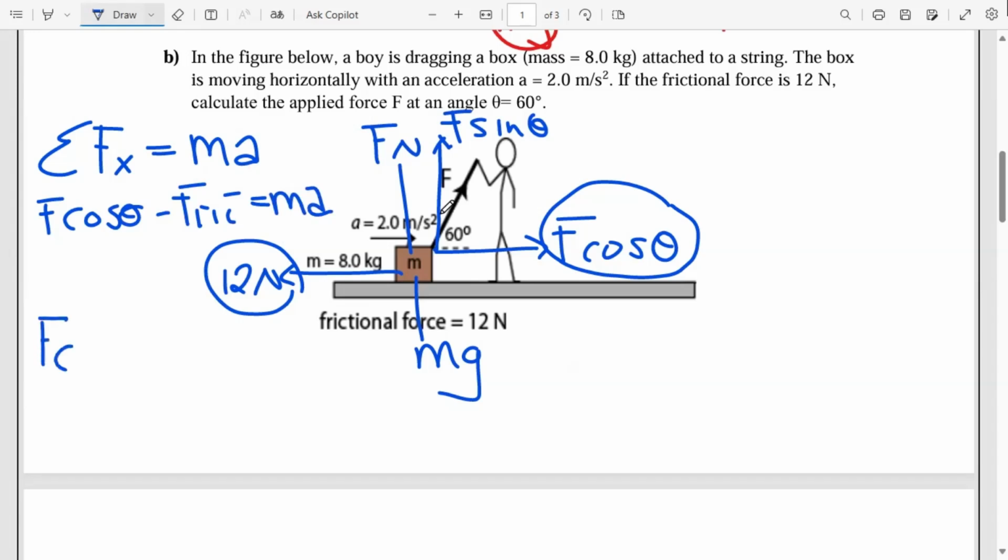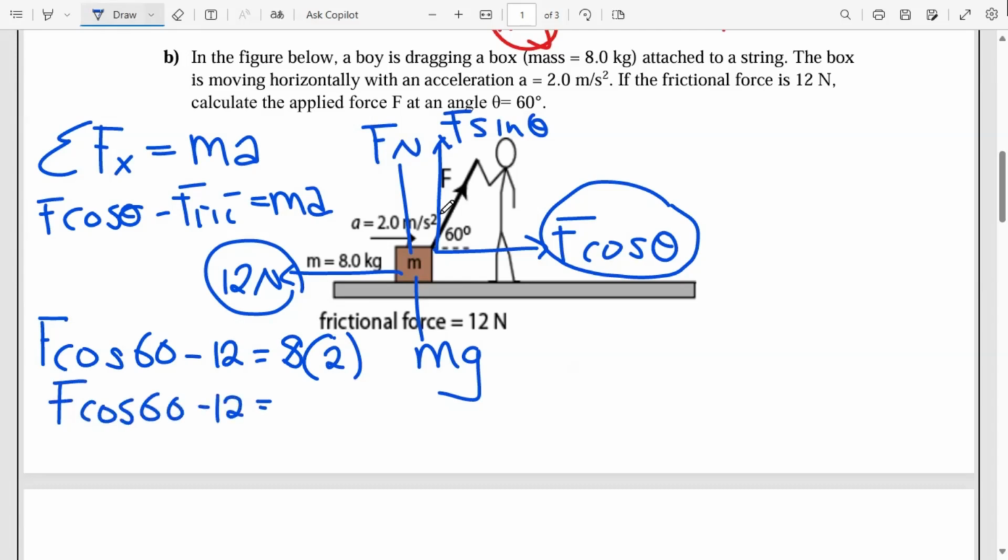So our F cos 60 degrees minus the force of friction, which is 12 newtons, should be equal to mass multiplied by acceleration. The mass of this particular block is 8.0 kilograms. Then there's the acceleration, which has been given to be 2. So F cos 60 minus 12 will be equal to 16.